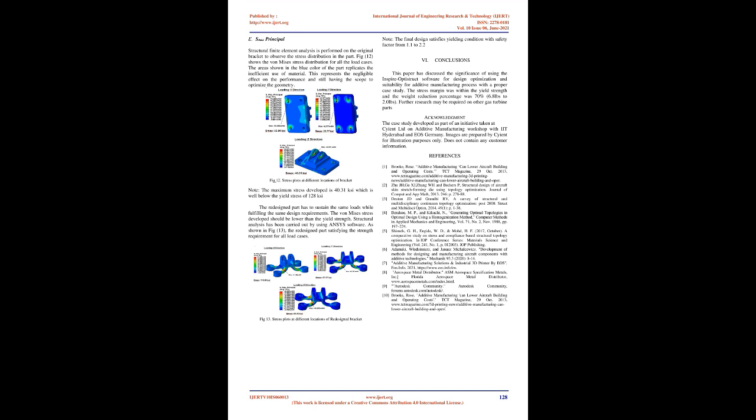Fig. 12. Stress plots at different locations of bracket. Note: the maximum stress developed is 40.31 ksi, which is well below the yield stress of 128 ksi. The redesigned part has to sustain the same loads while fulfilling the same design requirements. The von Mises stress developed should be lower than the yield strength. Structural analysis has been carried out by using ANSYS software. As shown in Fig. 13, the redesigned part satisfies the strength requirement for all load cases.